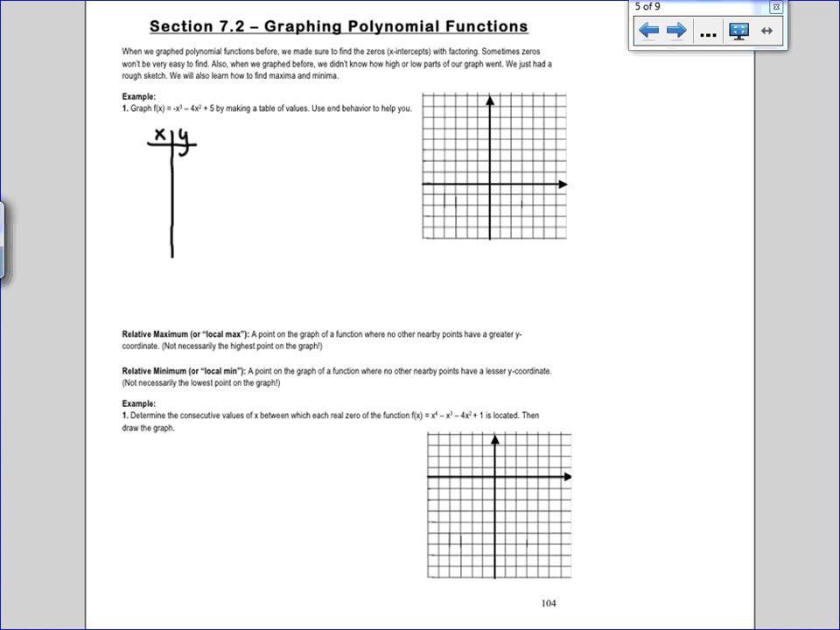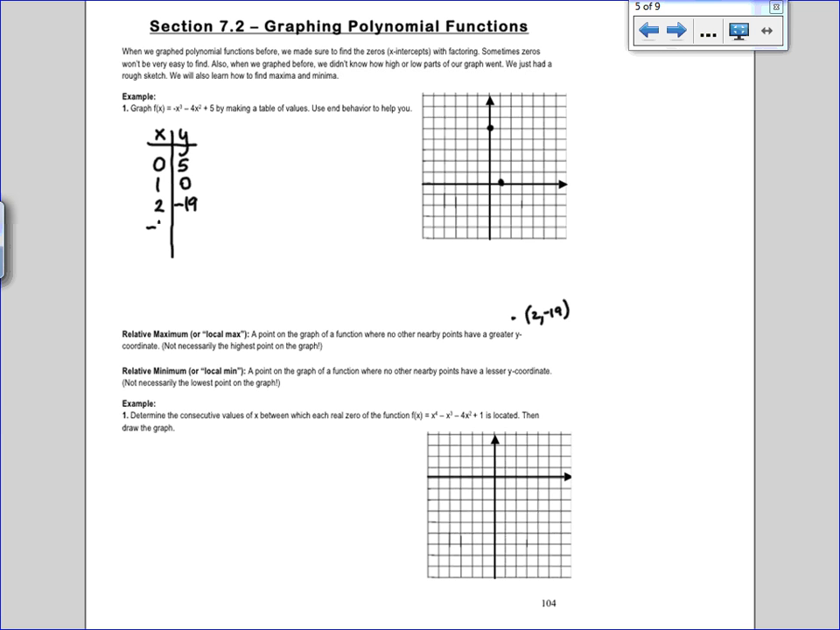I actually found some of these values for us already. If I plug in 0, that's the easy one. You just get 5, the constant. When I plug in 1, I get 0, so that's one of our x-intercepts. If I plug in 2, I get -19, so that one bounced way down. All right, I'm guessing if I plug in 3, I also get a large number.